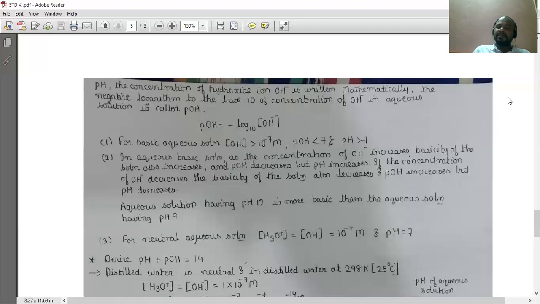As we have seen in acidic solution, an aqueous solution having pH 12 is more basic than an aqueous solution having pH 9.